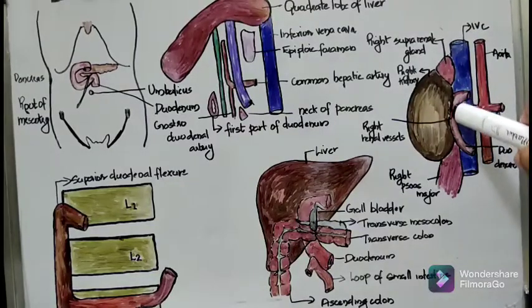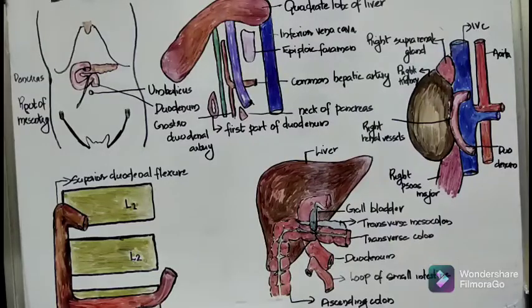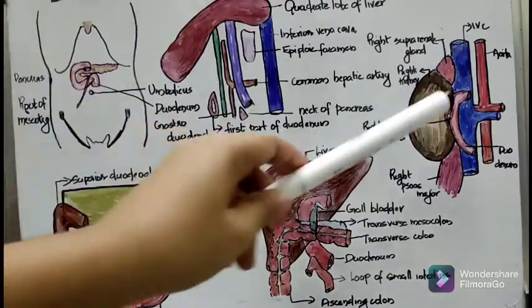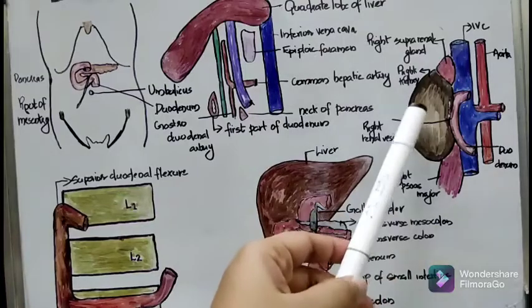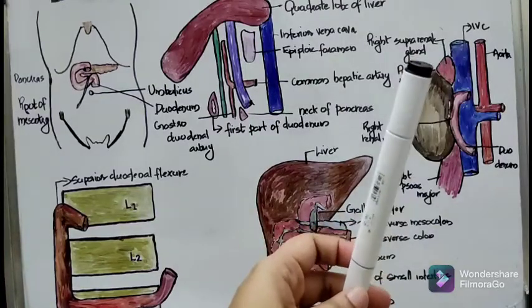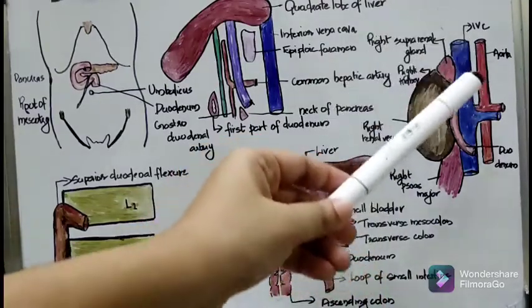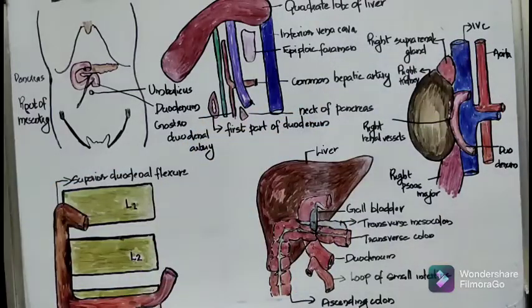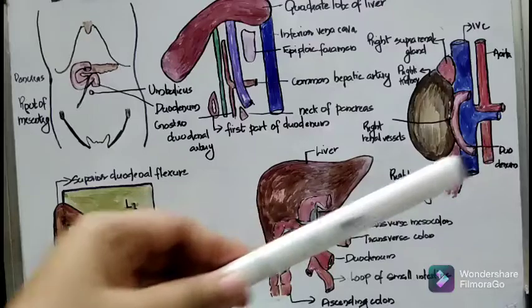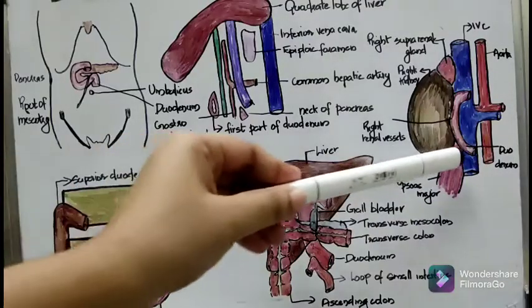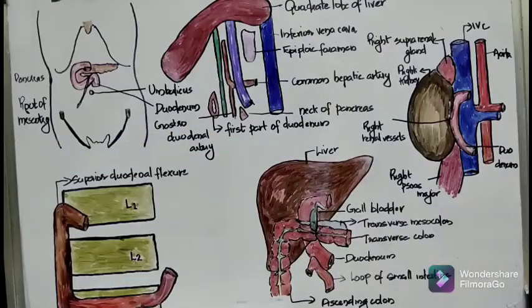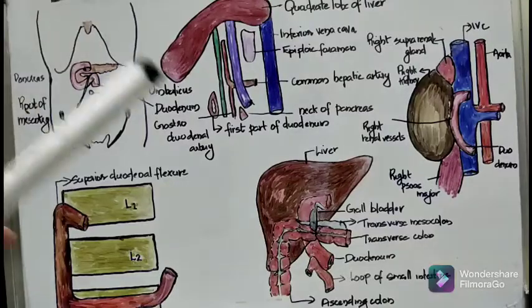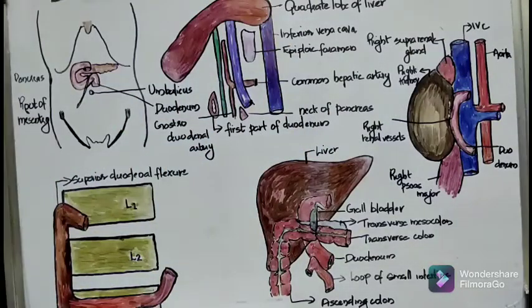This is the duodenum and these are the structures seen posteriorly. There is the right kidney and also the right renal vessels, and also the right part of the inferior vena cava and also the right psoas major. So these are the posterior relations. Next are the medial as well as the lateral relations.